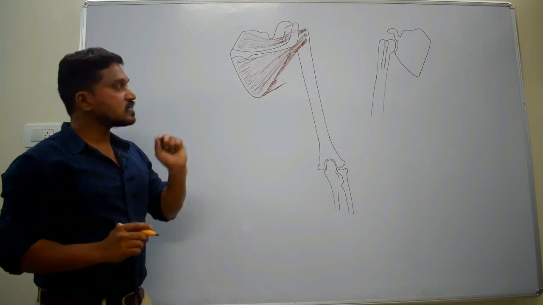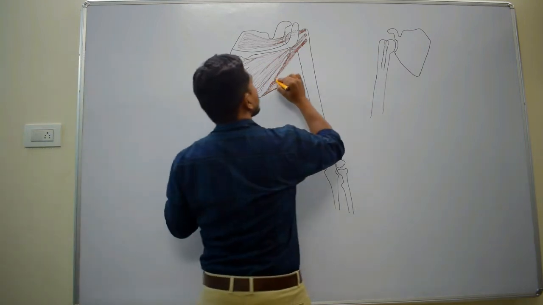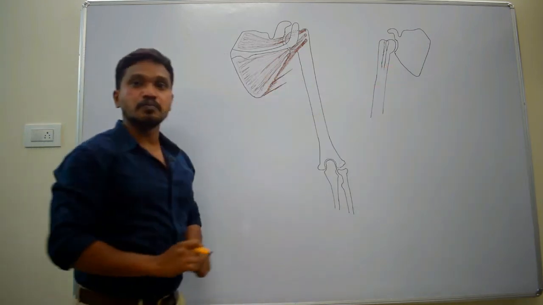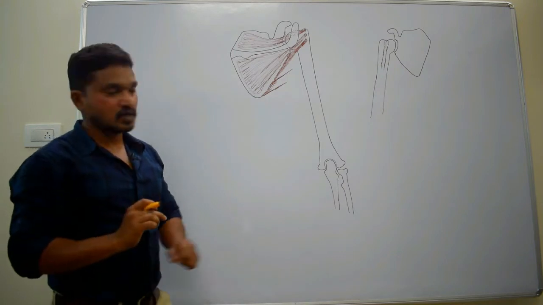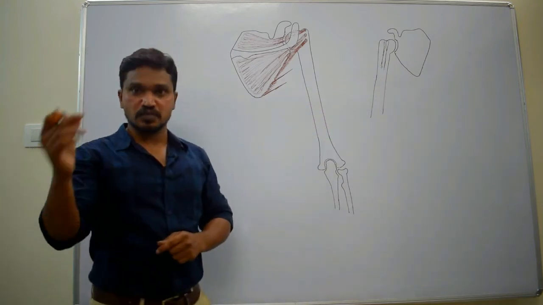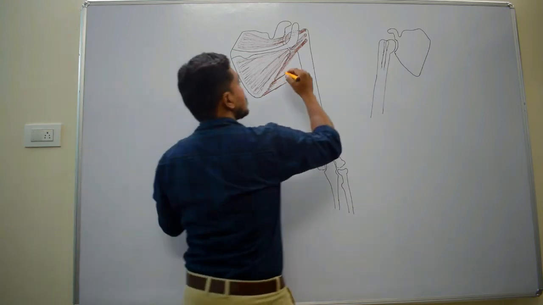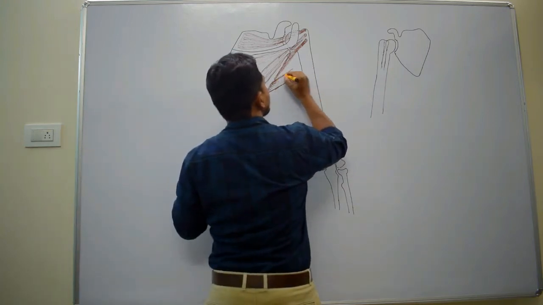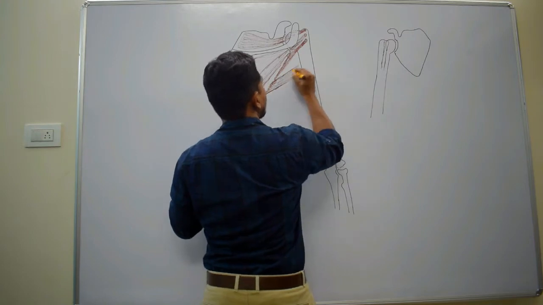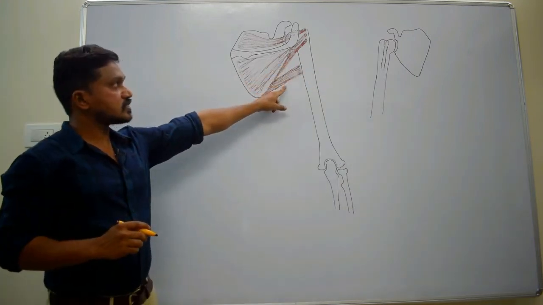Teres major muscle inserts to where? What is this lip? The medial lip of the intertubercular sulcus. The lateral lip gives insertion to the pectoralis major and the medial lip gives insertion to the teres major. So this is teres major. This is teres minor muscle and this is teres major muscle.